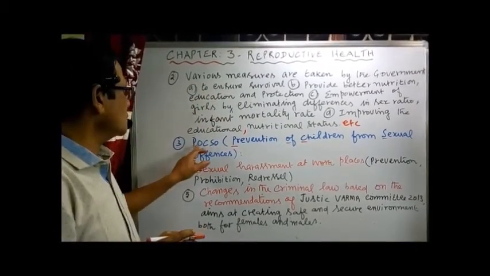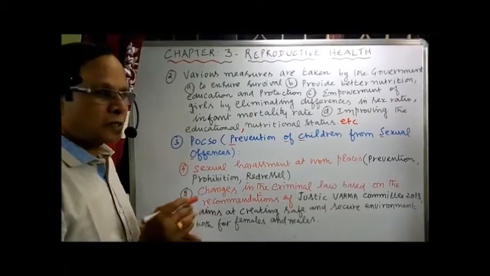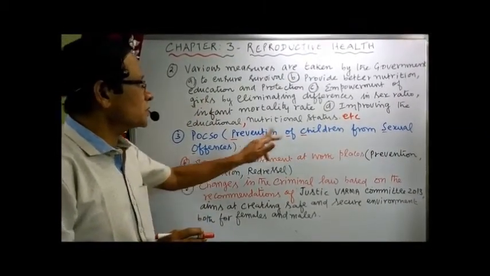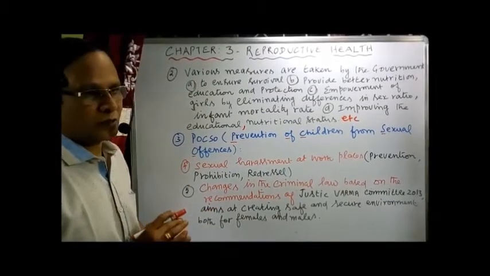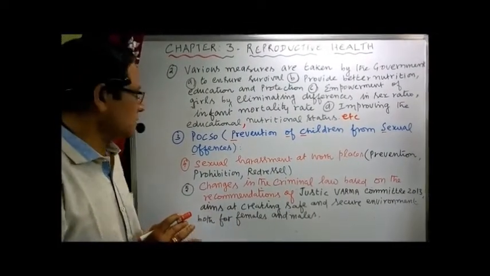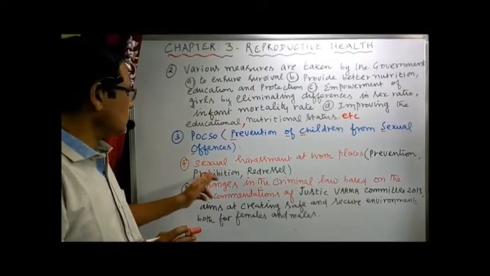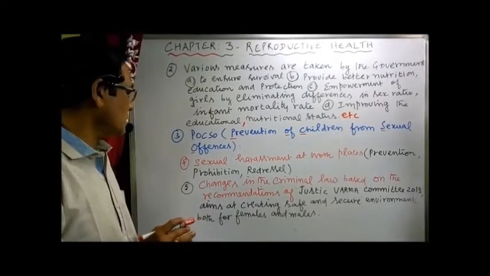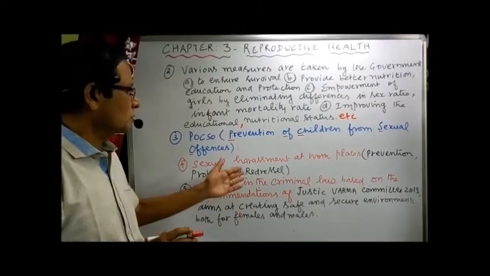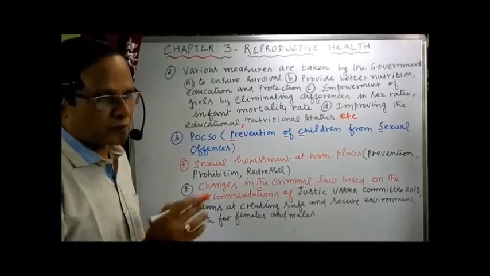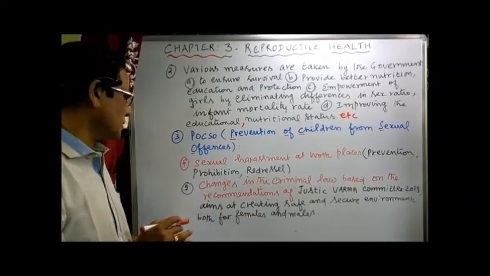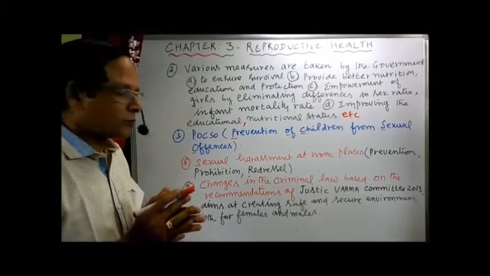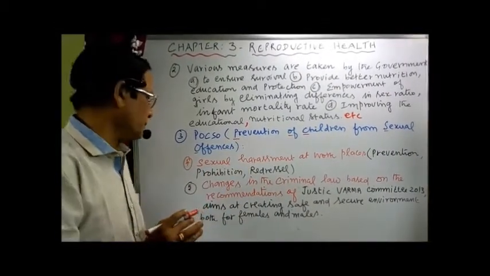Now the next one, what is POCSO? This is another act implemented by the government. So prevention of children from sexual offences. This is another act. Then sexual harassment at workplaces. We have to prevent that one, we have to prohibit that one. Also we have to have redressal, just to actually how to compensate that one. Committee. That is, we have to discuss how far we have to provide justice to those children.